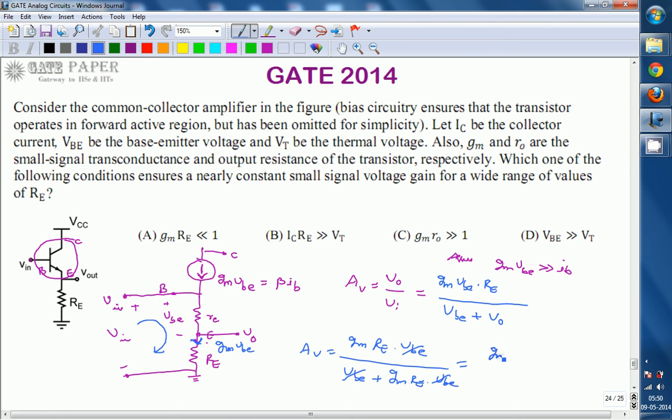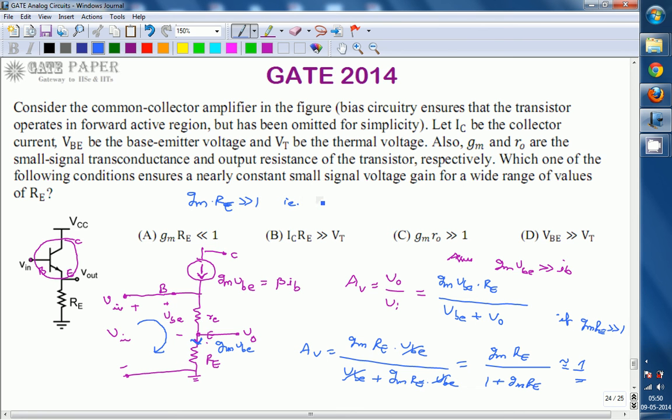the equation: gm Re divided by 1 plus gm Re. If gm Re is very large compared to 1, then it will be approximately equal to 1, so the voltage gain is going to be constant. For the common collector, we know the ideal voltage gain is unity, and we get unity voltage gain if gm Re is very large compared to 1. From this condition, gm into Re has to be very, very large.